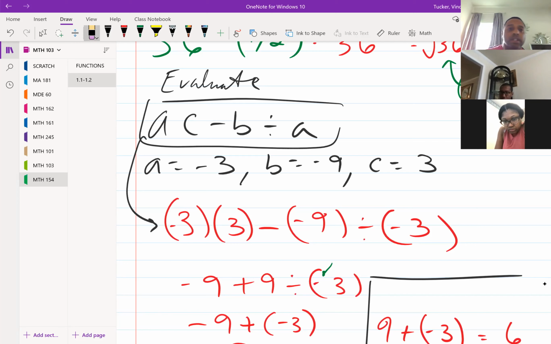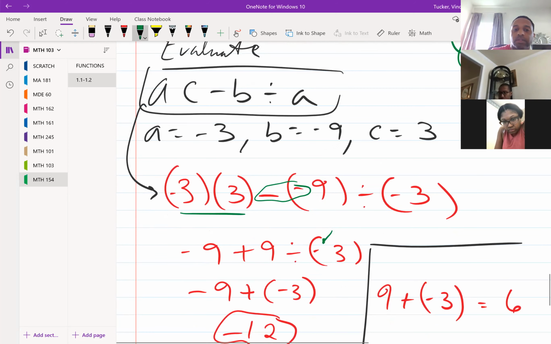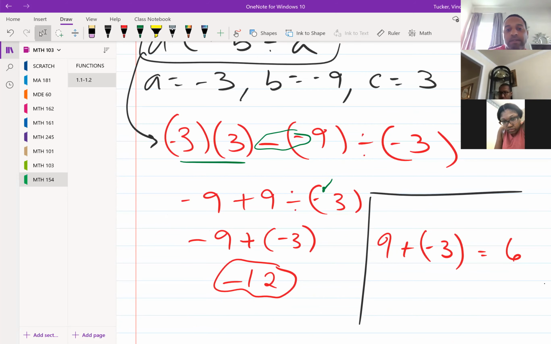Right. Then you follow your order of operations. -3 times 3 is -9. Negative to a negative turns positive. So now I have negative 9 plus 9 divided by negative 3. Don't forget order of operations though. Next thing I'll do is division. So 9 divided by negative 3 is negative 3. And then negative 9 plus negative 3 is negative 12.